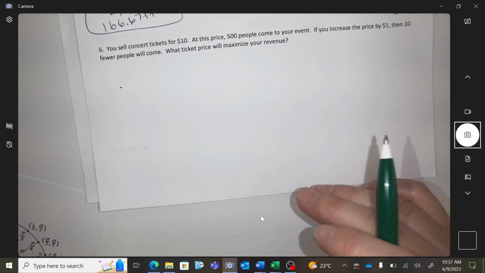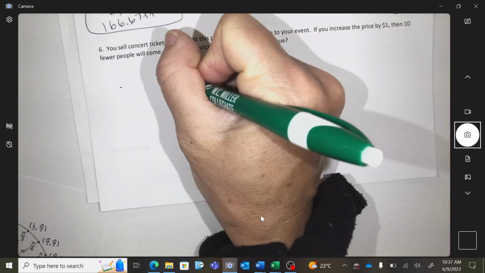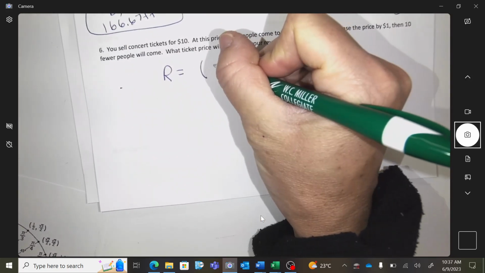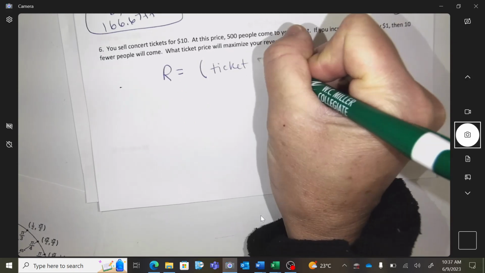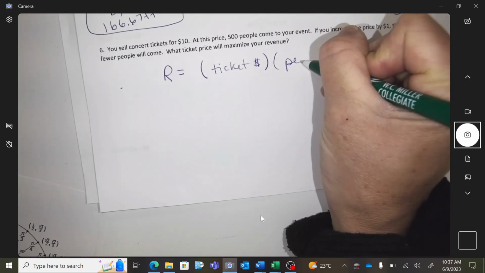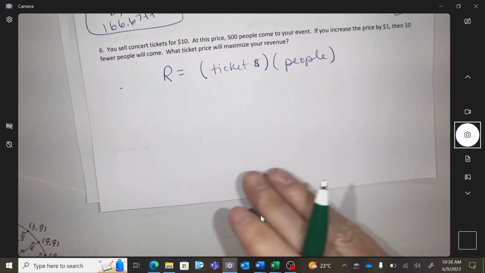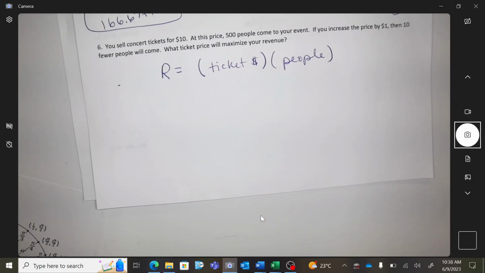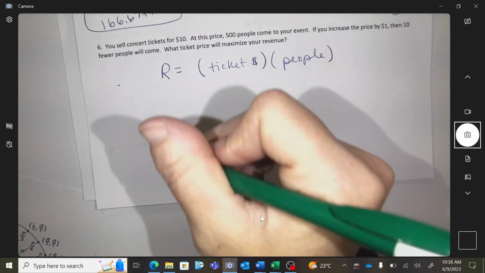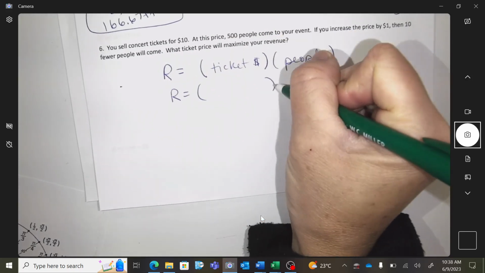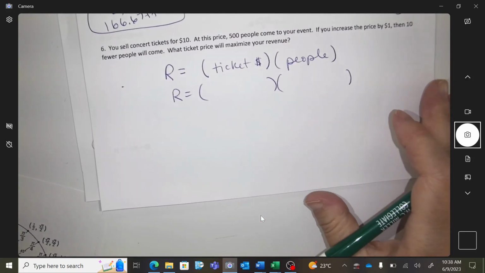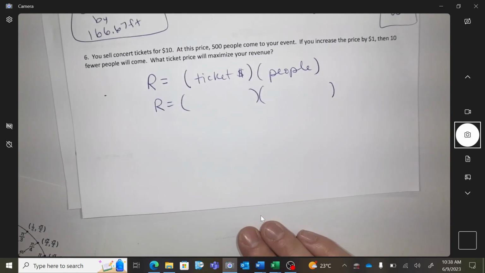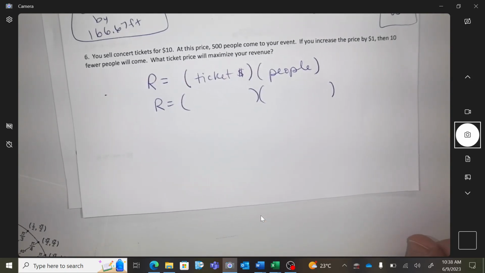Number 6, revenue question. You're selling concert tickets, so revenue equals the ticket price times the people that are coming. That's how we make our money, right? How much each ticket is times the people that are coming, that's the money. Okay, I'm going to leave 2 big brackets, and then we're going to read and we're going to fill it.